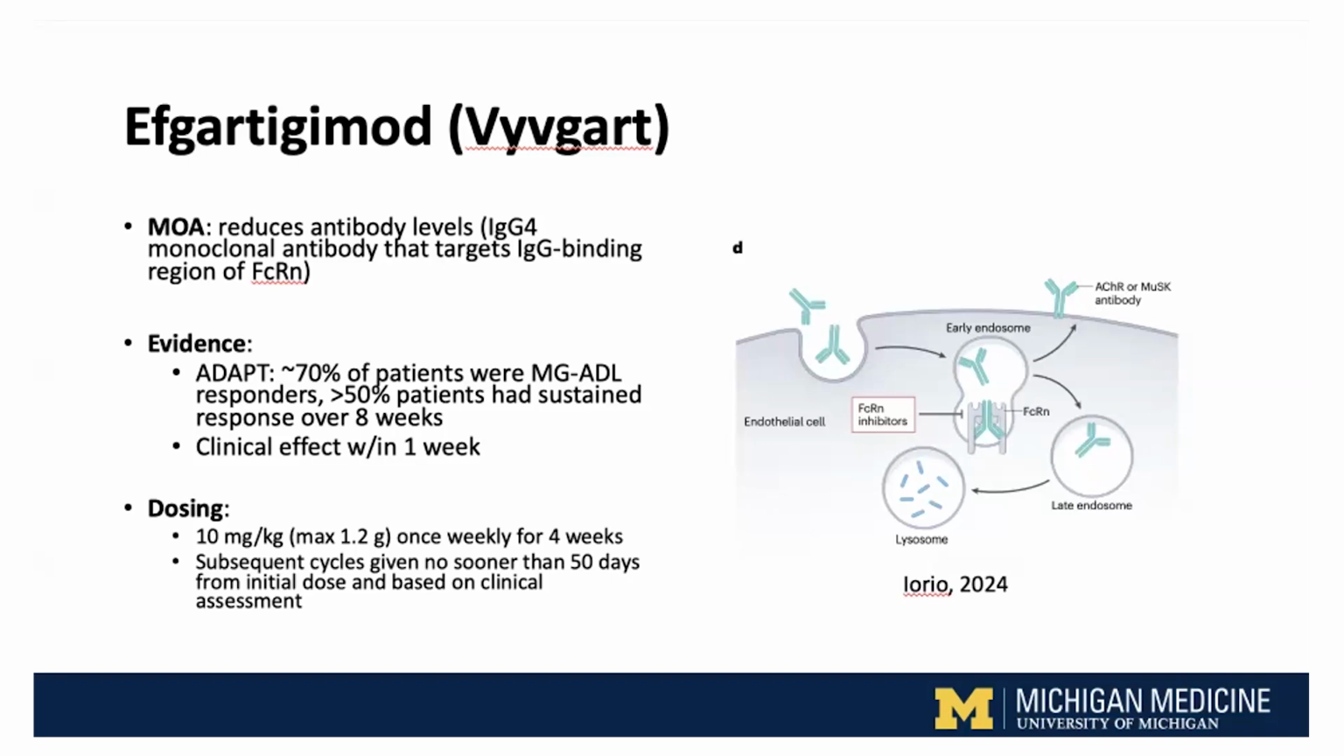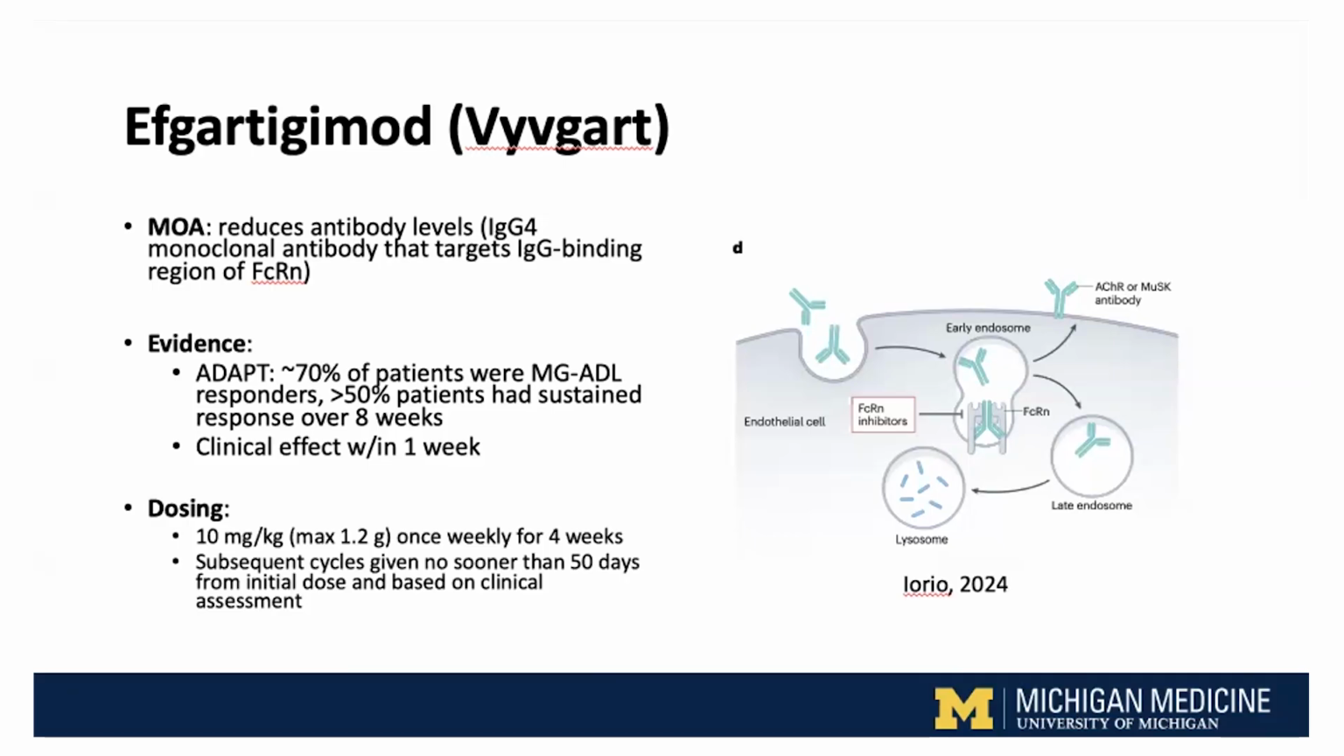Plasma exchange apheresis doesn't have the selectivity. It overall just takes out good antibodies, bad antibodies, complement factors. This is more selective for the bad antibodies, or acetylcholine receptor antibodies. And the ADAPT trial was the main randomized clinical trial that looked at this medication, efgartigimod. Patients did have improved clinical outcomes in it as well.